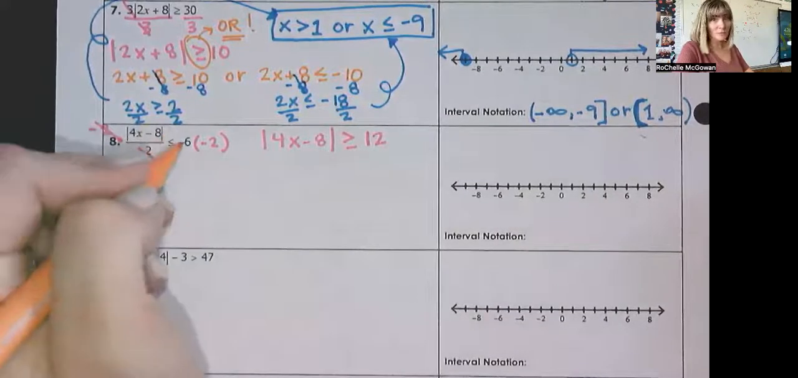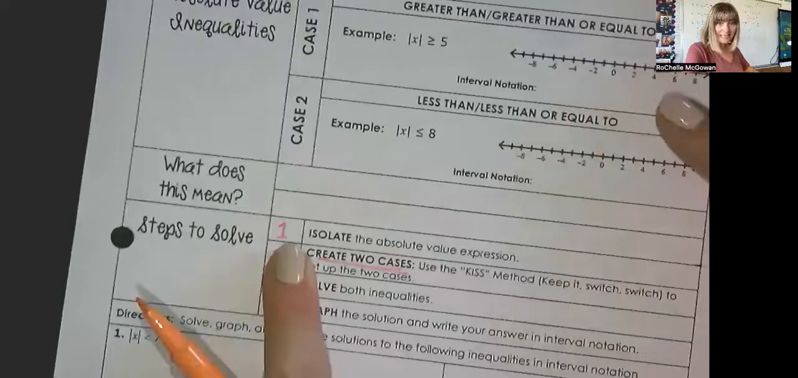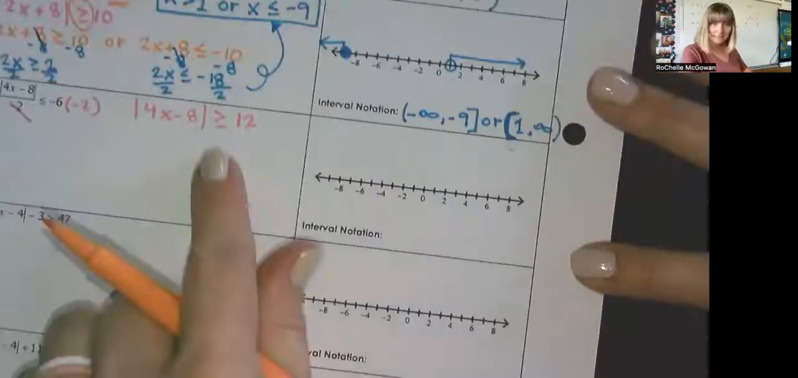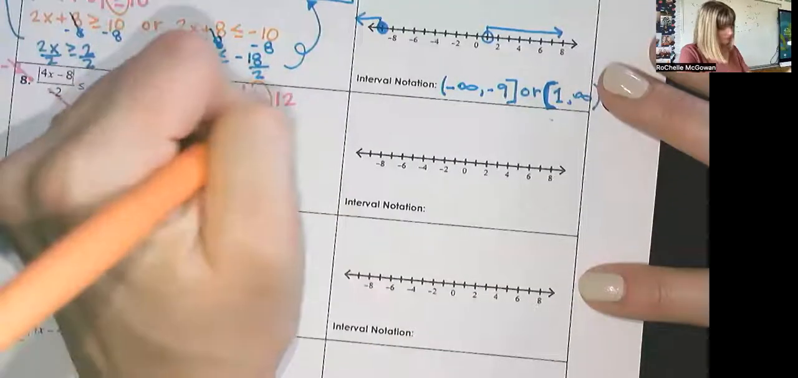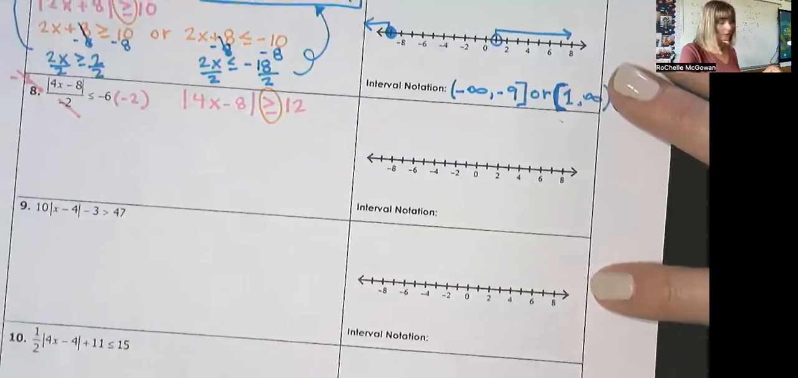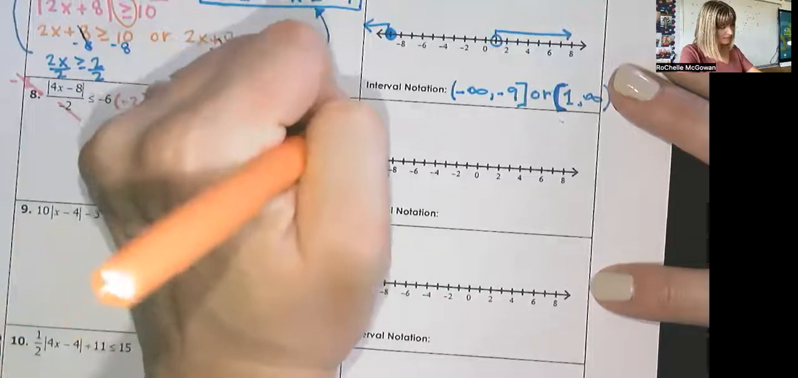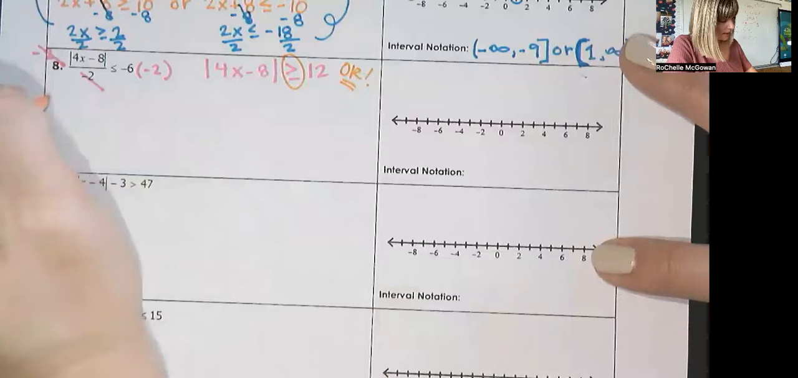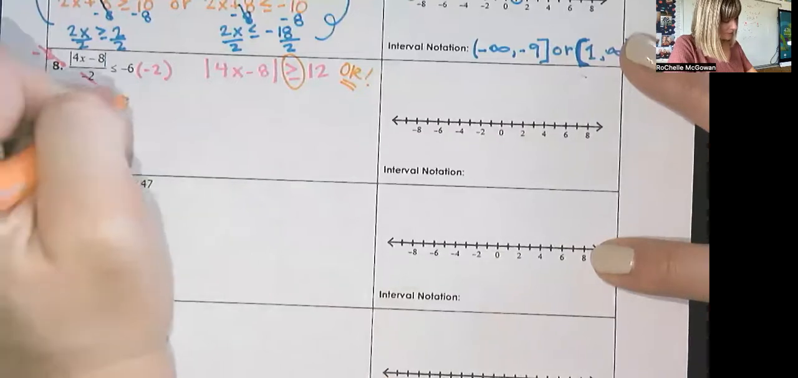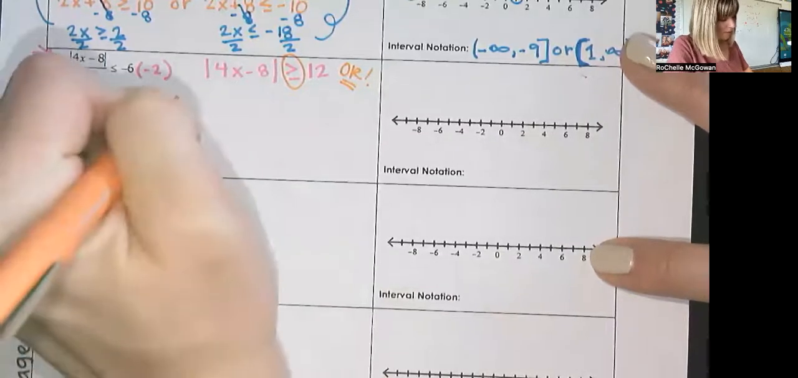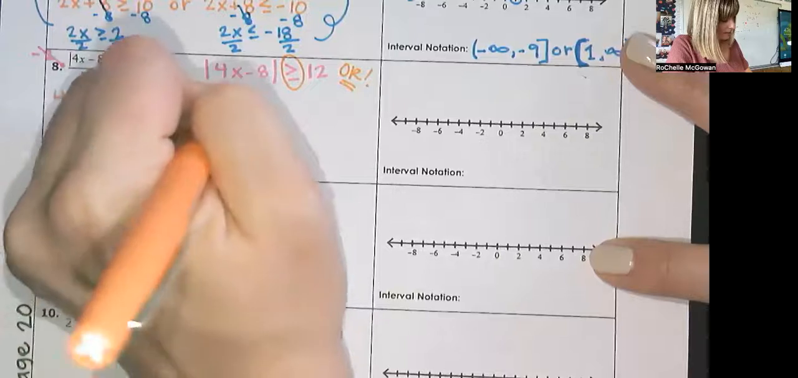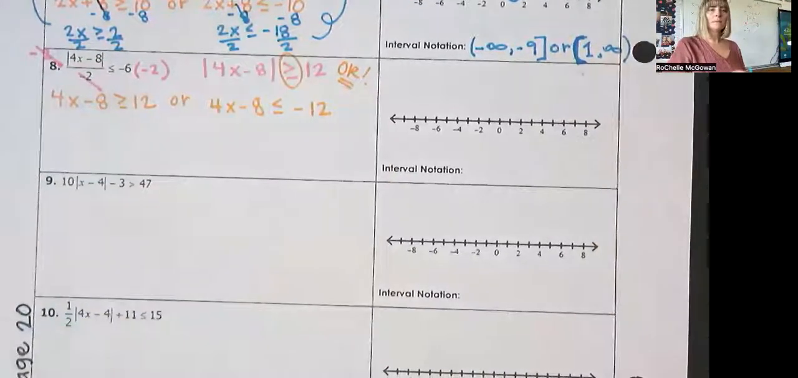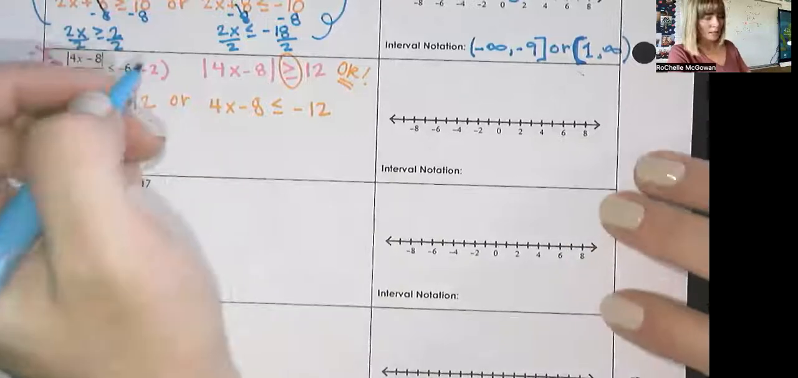Now I should not be looking at this original one. That is why it says isolate the absolute value before you create two cases. So now that I have isolated the absolute value, I can look at this and say, oh, it's greater than, so this is another "or." All right, so here I go. I either have 4x minus 8 is greater than or equal to 12, or I keep it, switch, switch. And now it's an "or" statement, so all I can do is solve these separately.